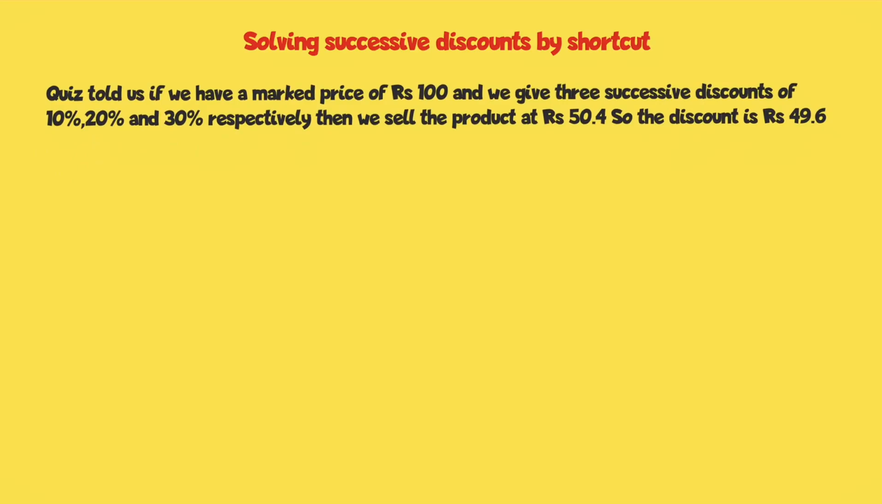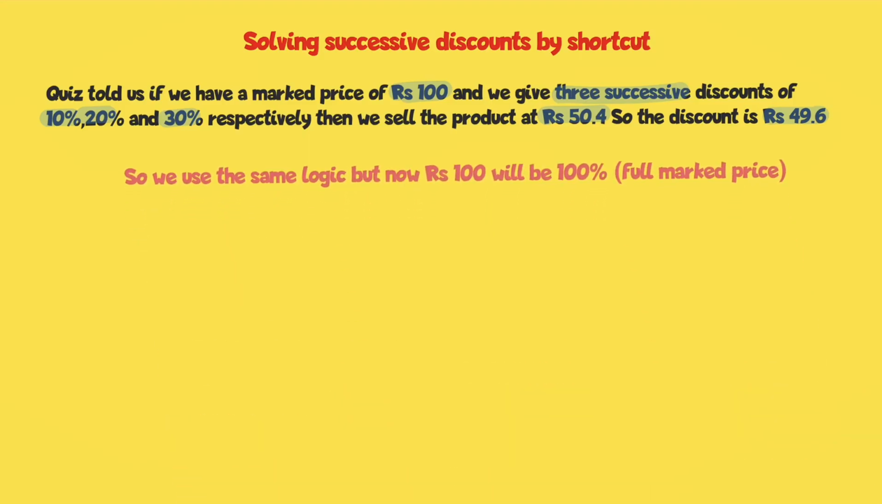The quiz told us that if the mark price is rupees 100 and we give three successive discounts of 10%, 20% and 30% respectively on that mark price, then we sell the product at rupees 50.4. So the product which was marked as 100 is sold at 50.4, and the discount given was rupees 49.6. Now we use the same logic, but instead of saying rupees 100, we say 100%.